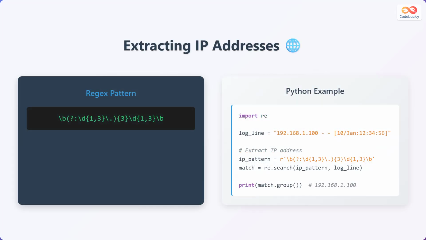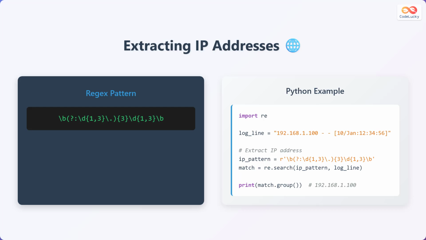Here's how to extract IP addresses from log files. The regex pattern is \b, open parenthesis, \d{1,3}, close parenthesis, curly braces 3, \d{1,3}, \b.